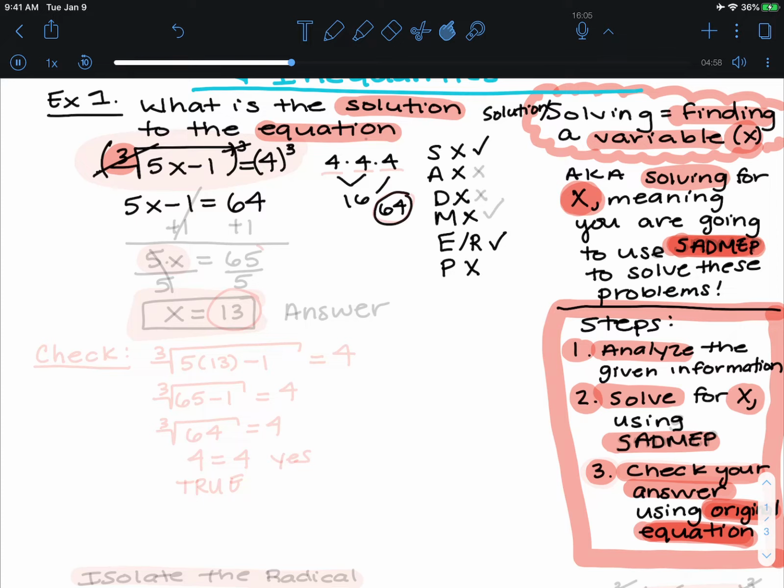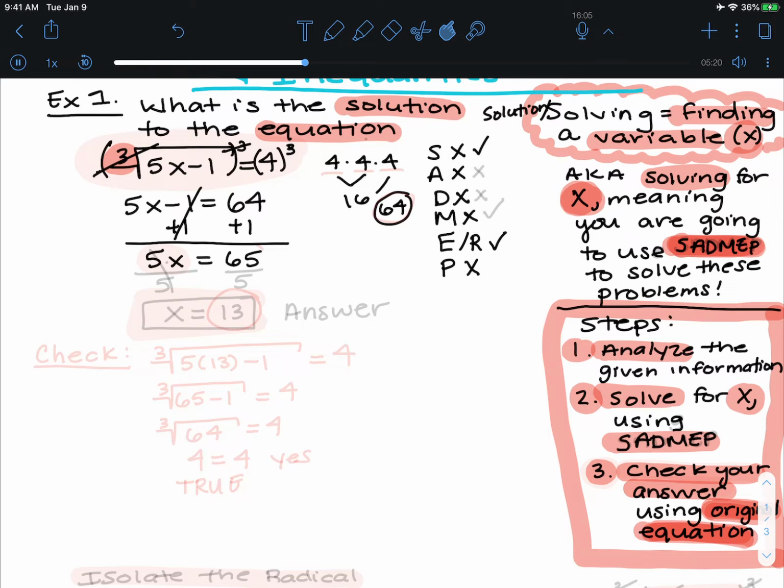Yes, I do. Is that in a radical? No. Can I go ahead and deal with it? Yes. So what's the opposite of subtraction? Addition. I add that 1. What I do to one side, I do to the other, always. Therefore, this cancels out, leaving me with 5x equals 64 plus 1, which is 65.